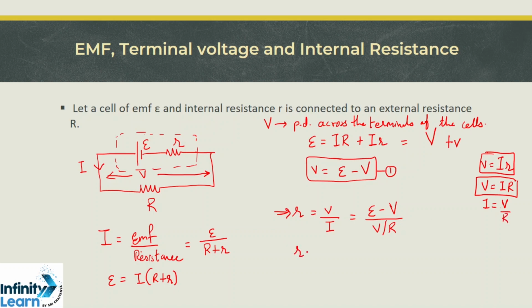So over here, this capital R from the denominator will come in the numerator, and we have epsilon by V minus V by V. So we got the final formula for internal resistance, which is equal to external resistance into EMF of cell divided by potential difference across the terminals of the cell minus 1. I hope the derivation is clear to all.